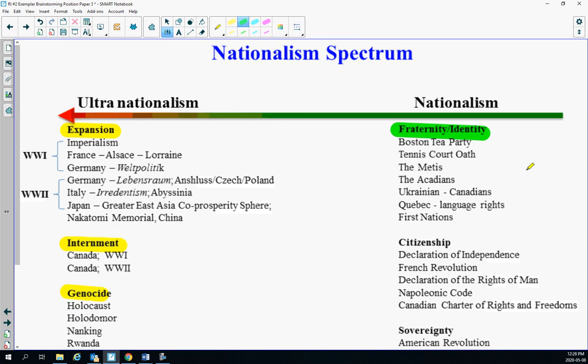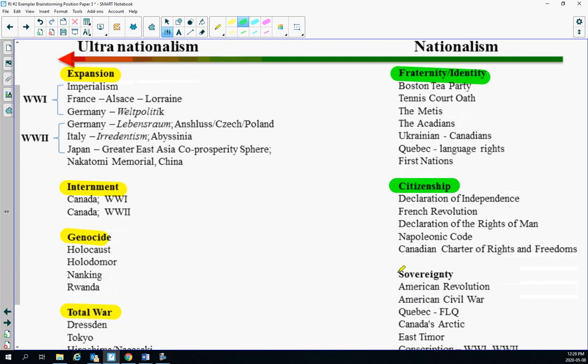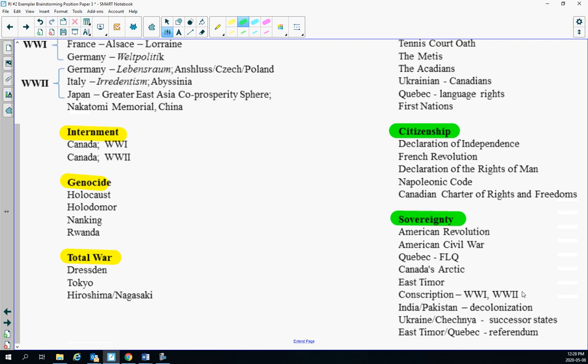The tennis court oath, the Third Estate vowed to remain together till they made France a democracy. That is a good, noble undertaking. That's a positive thing. We want some nationalism. Otherwise, what are we really? We don't really belong to anything. Fraternity identity could be an argument. Citizenship is a good thing. That could be an argument too. Sovereignty could be an argument in favor of nationalism.